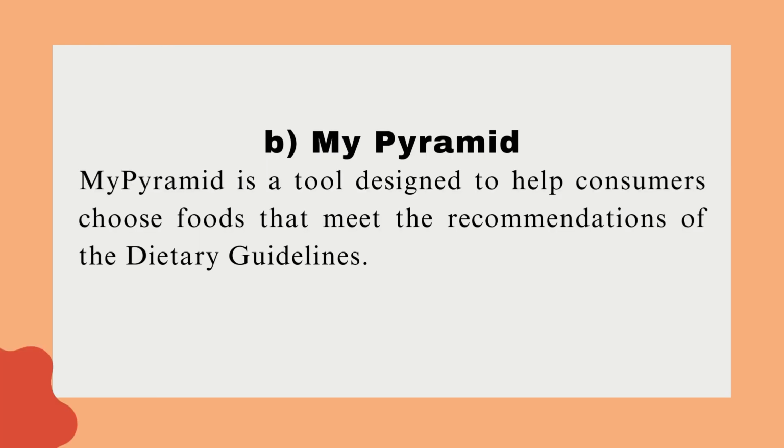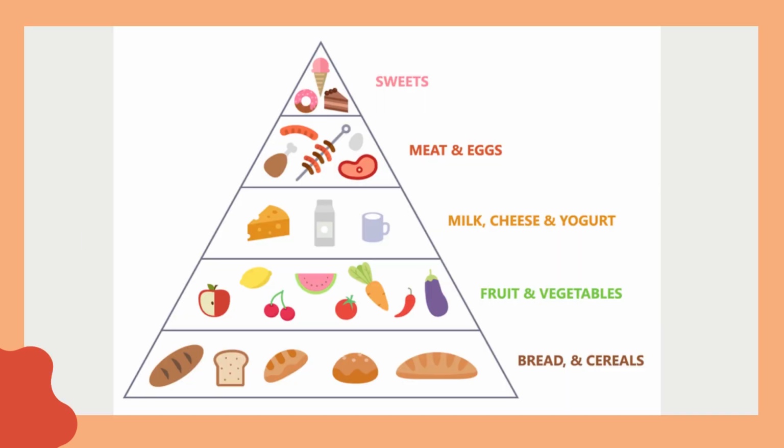The third tool we can use is called My Pyramid. My Pyramid is a tool designed to help consumers choose foods that meet the recommendations of the dietary guidelines. Food Guide divides foods into 5 food groups: grains, vegetables, fruits, milk, and meat and beans, and oils based on the nutrients that they provide. The 5 food groups and oils are represented by the colored triangles that make up the pyramid.